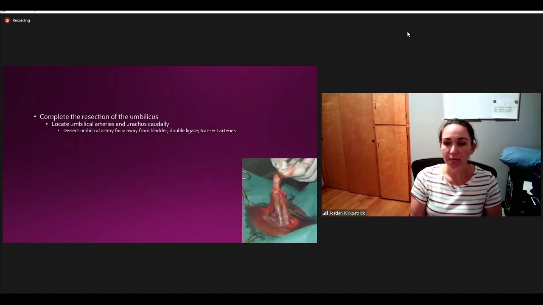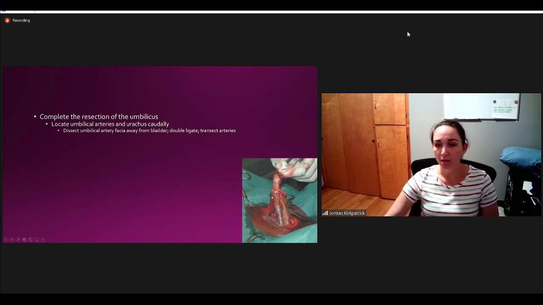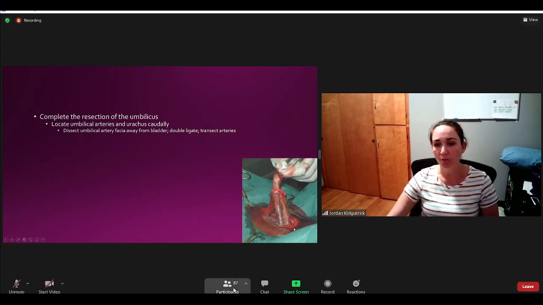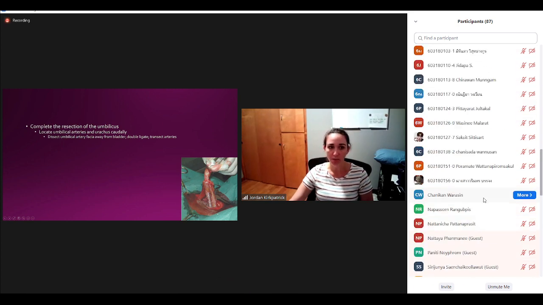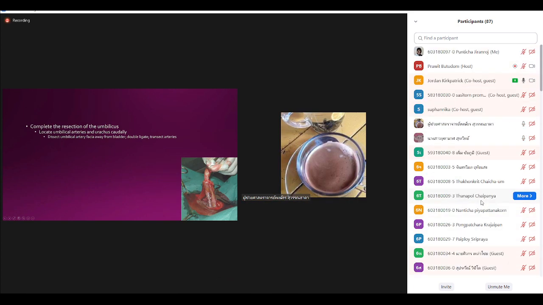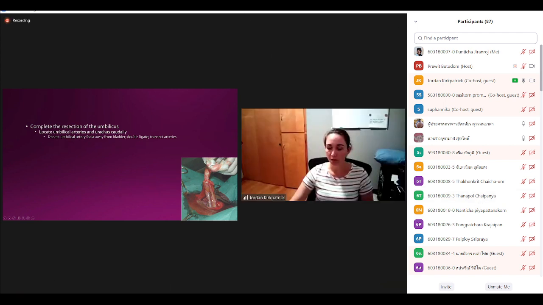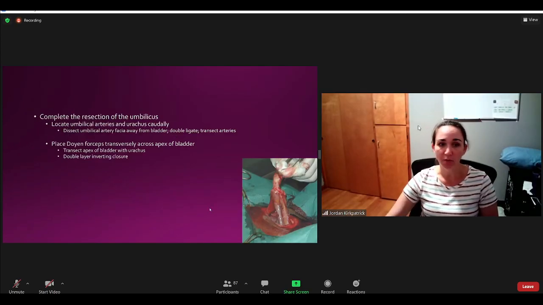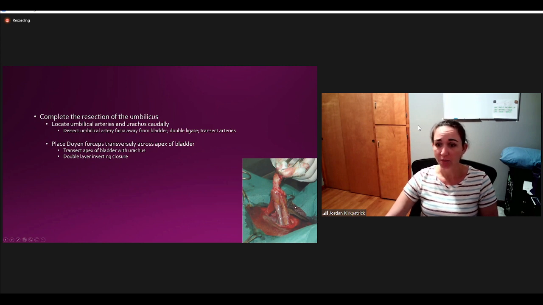If you're going to resect the apex of the bladder and also have to resect the umbilicus, again, the umbilical vein is cranial, which you would have already resected at this point, and then the umbilical arteries and urachus are caudal and next to the bladder. You'll isolate both umbilical arteries and remove the fascia that's connecting them to the bladder, and then double ligate and transect those arteries. To resect the urachus and the apex of the bladder, you would put Doyen forceps across the apex of the bladder and then transect the bladder and the urachus away.